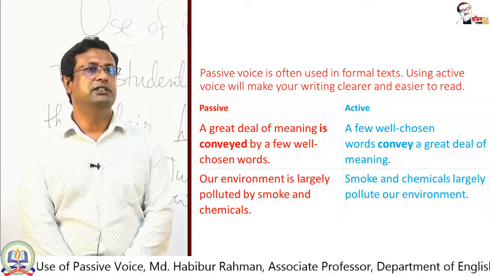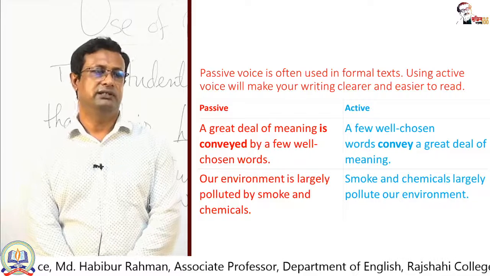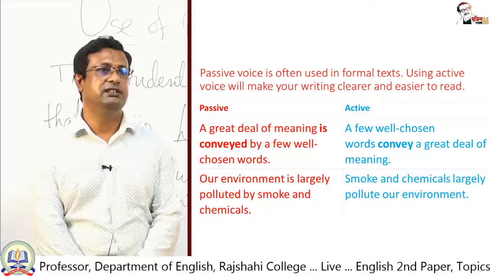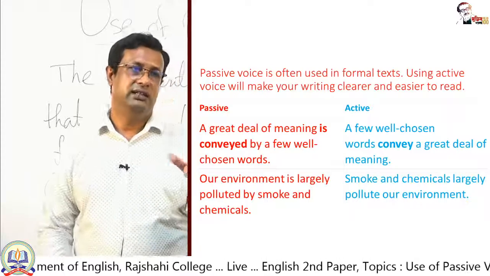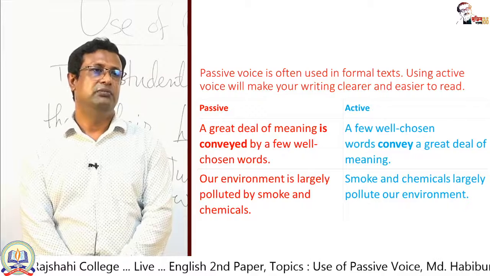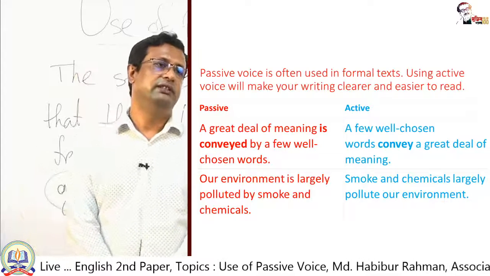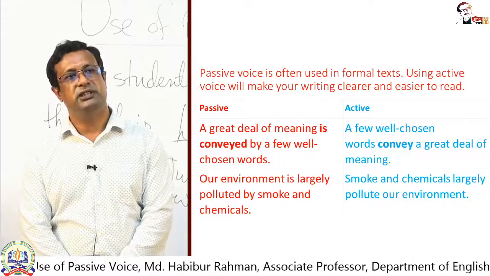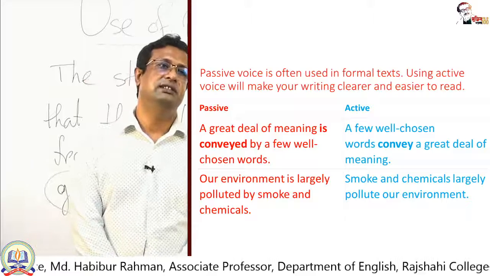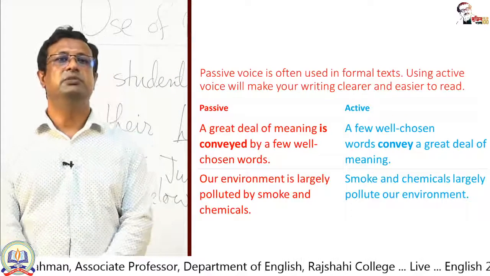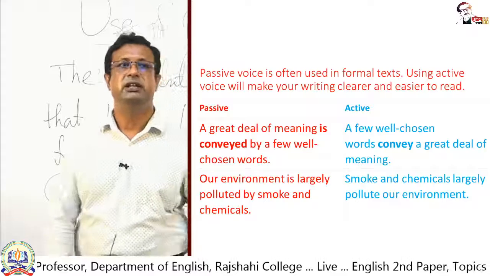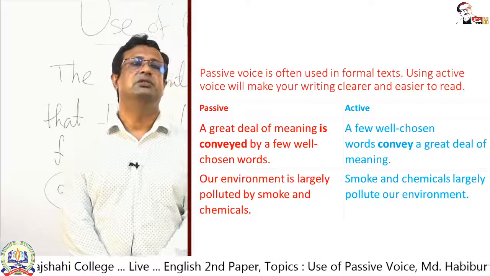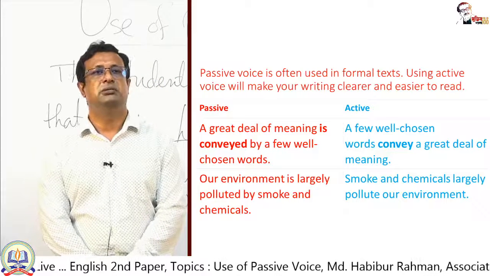"Our environment is largely polluted by smoke and chemicals." Perhaps the speaker could stop here after "polluted": "Our environment is largely polluted." Now he has mentioned by whom or by which agent this is polluted, by smoke and chemicals. So, this is rather ambiguous sometimes. If the speaker says in a clear-cut voice, mentioning the agent, "Smoke and chemicals largely pollute our environment," this is direct and clearer than the previous one. So, we should not always use passive voice.